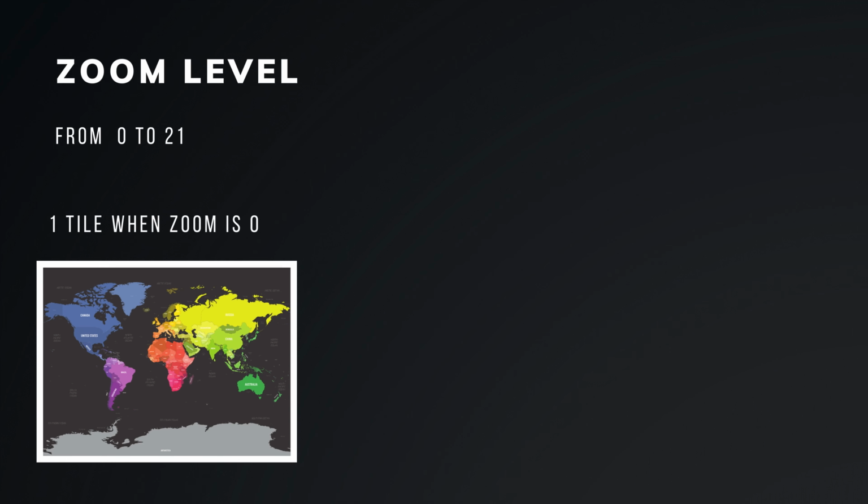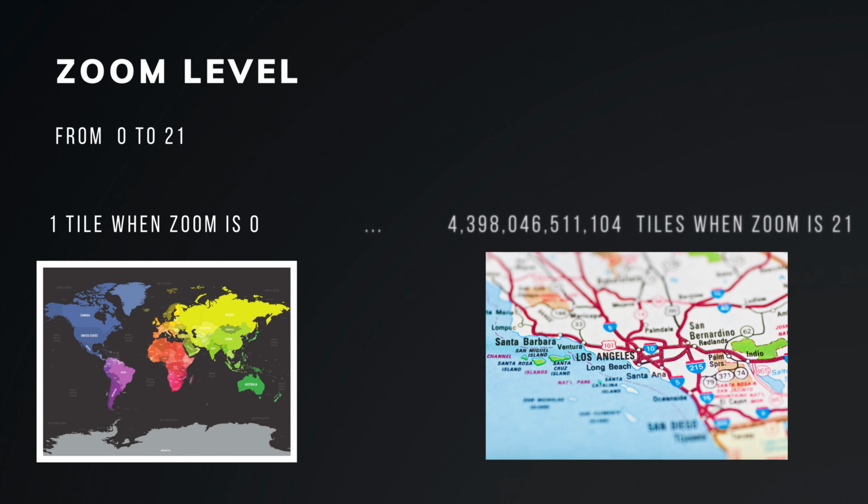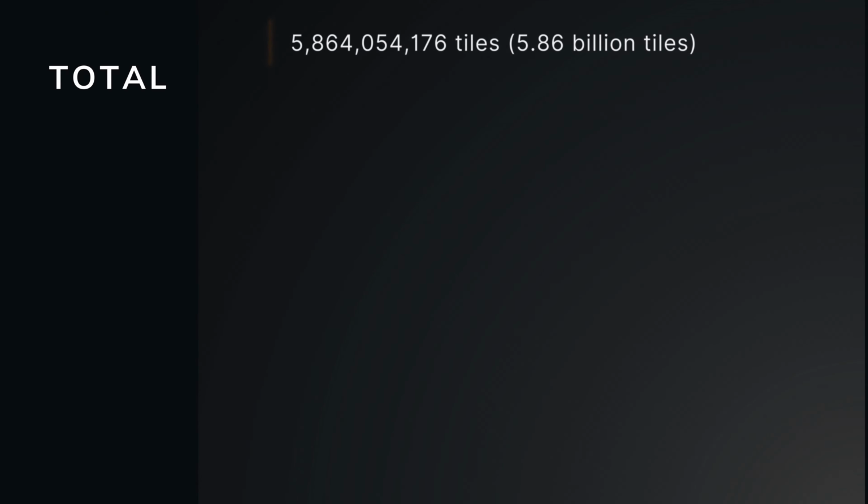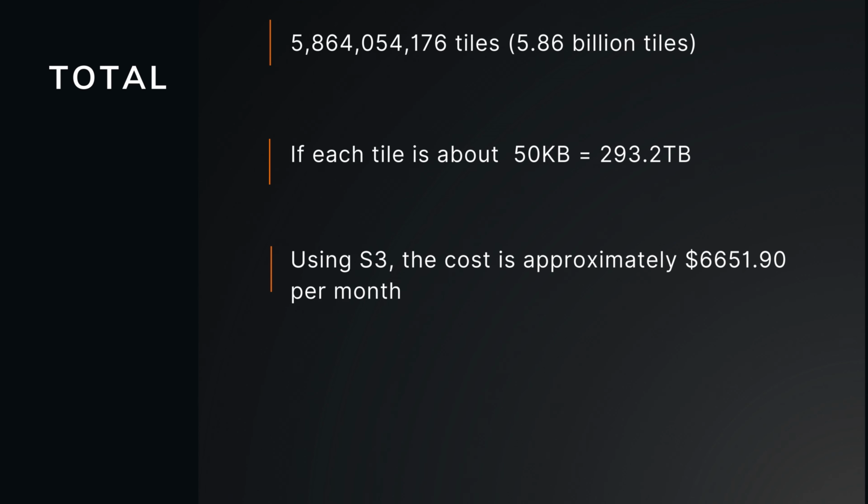Let's consider we have 21 zoom levels, where we need 1 tile for zoom 0, 4 tiles for zoom 1, etc. The total number of tiles is almost 6 billion. If each tile is about 50 kilobytes in size, we need to have almost 300 terabytes of storage for all tiles. Using S3, the cost is approximately 6,700 per month. It is manageable for a company or startup, and tiles can be updated periodically.